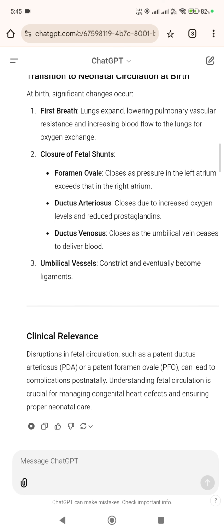Clinical relevance. Disruptions in fetal circulation, such as a patent ductus arteriosus (PDA) or a patent foramen ovale (PFO), can lead to complications postnatally. Understanding fetal circulation is crucial for managing congenital heart defects and ensuring proper neonatal care.